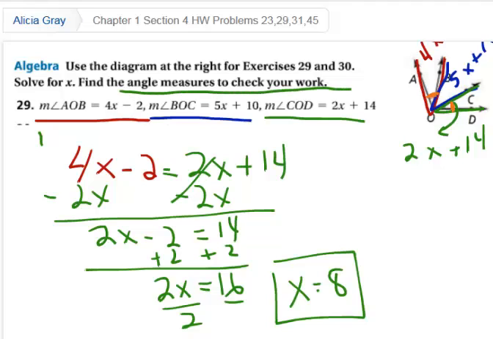So let's go ahead and plug that in. I'll use a different color. The measure of angle AOB, which originally was the red one. Let's just do mental math. It's 4x minus 2. I'm working on this one right here. Plugging that in, it would be 4 times 8, because x is 8. 32 minus 2 is 30 degrees.